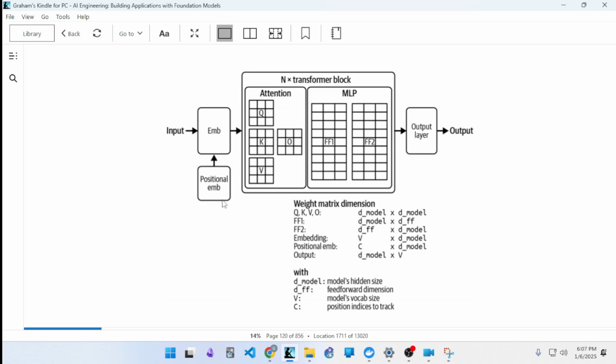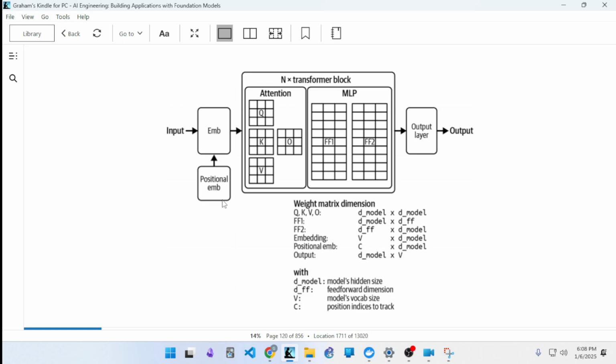I guess it's the embedding, I would assume. Yeah, because embedding isn't... oh yeah, embedding. So you've got positional embedding and embedding. The positional embedding and the input are fed to the embedding. The embedding is the model's vocabulary size multiplied by the model's hidden size. So then it goes into the attention. It goes into a transformer block multiplied by n, and then the attention is the model's hidden size multiplied by the model's hidden size.